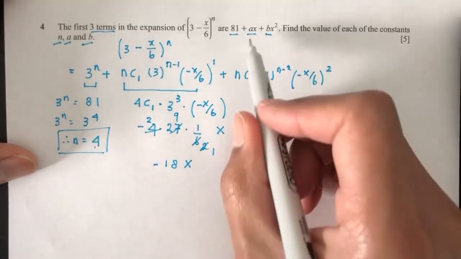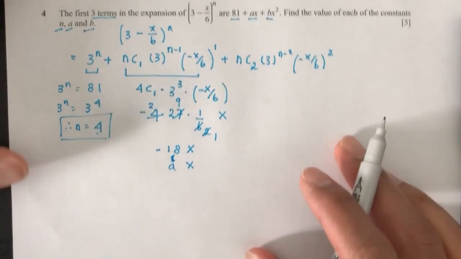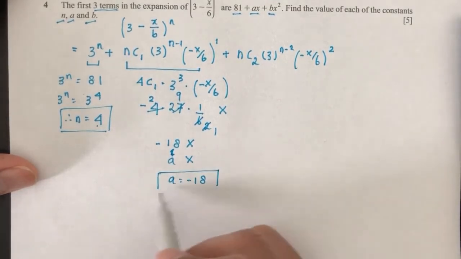So compare this with ax. The value of a will be, as you can see, minus 18. That's the value of a.